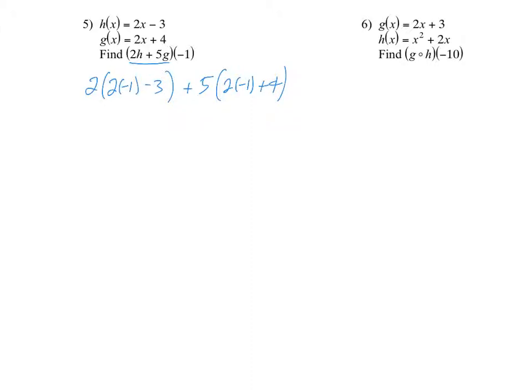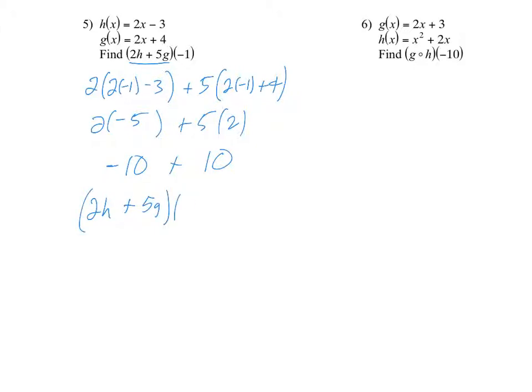Okay, so we just crunch some numbers here. 2 times negative 1 is negative 2, minus 3. So we're getting 2 times negative 5. Over here, 2 times negative 1 is negative 2, plus 4 is 2. So here we're getting plus 5 times 2. So negative 10 plus positive 10. And the function 2h plus 5g of negative 1 equals 0. And yes, 0 is a valid answer.